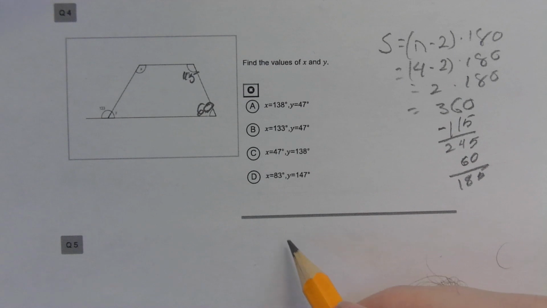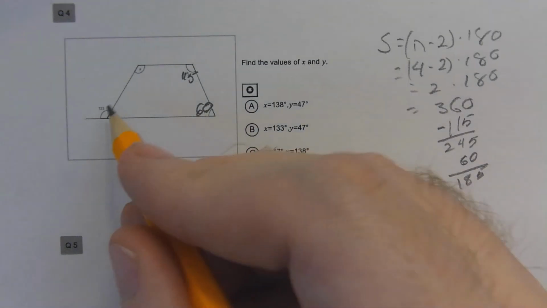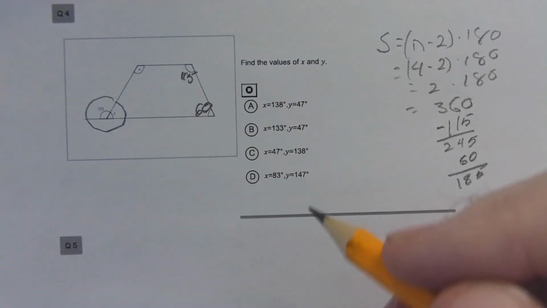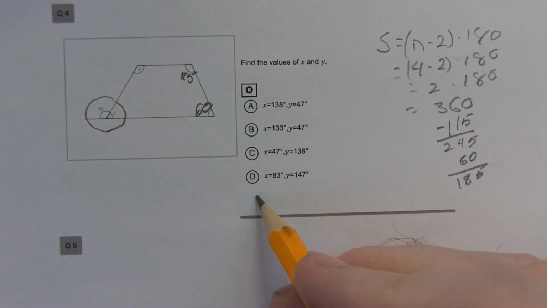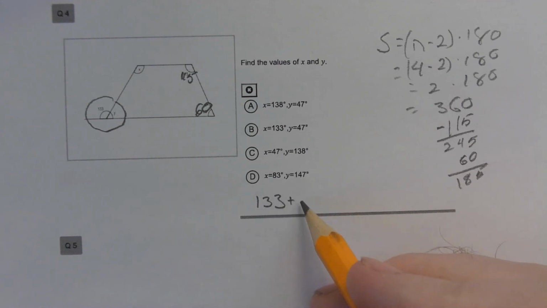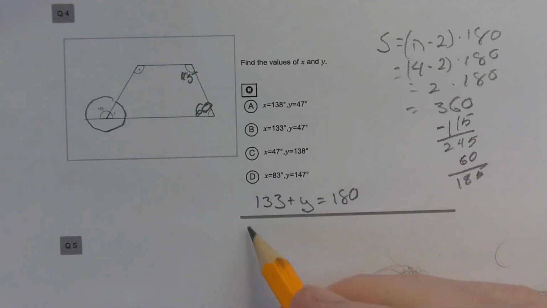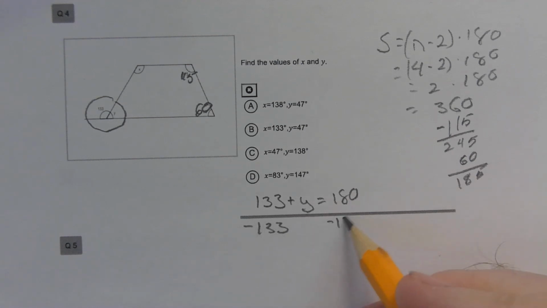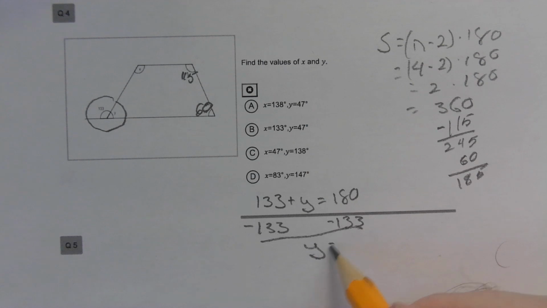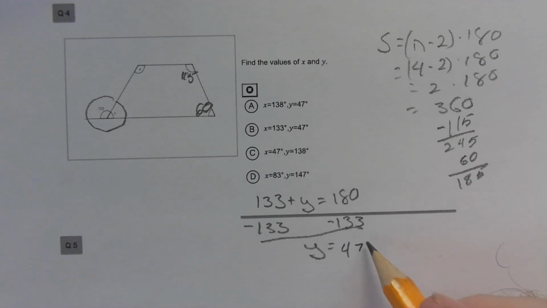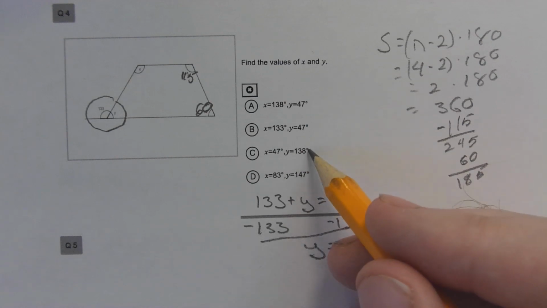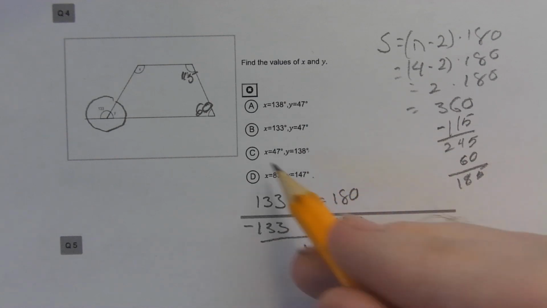So in order to find y, we have to do these. They make a linear pair. In other words, they add together to make 180. So 133 plus y is 180. So we subtract 133 and we get 47 degrees. Well, that gets rid of C and D.